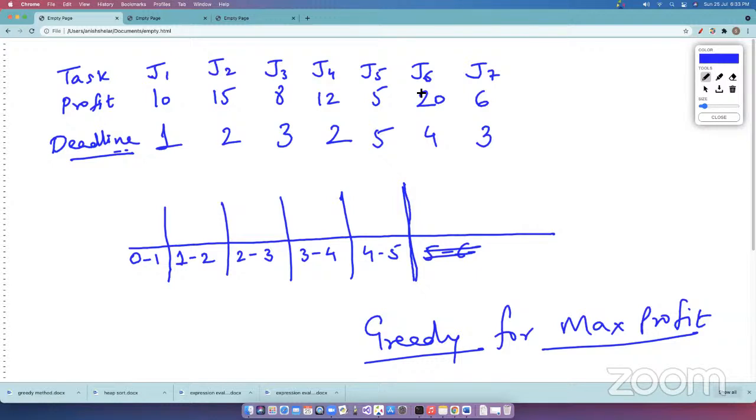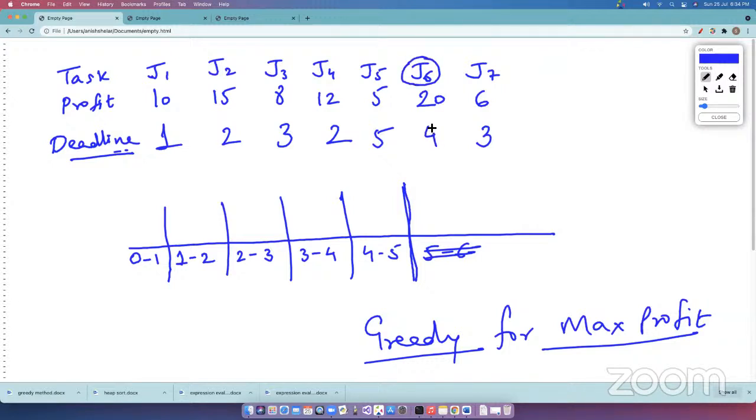Tell me, isn't it logical? See, if you do job J1, you will get 10 rupees, whereas if you do job J6, you will get 20 rupees. That profit of job J6 is very much higher than the profit you get if you perform job J1. So, naturally, the first job you will select is J6.